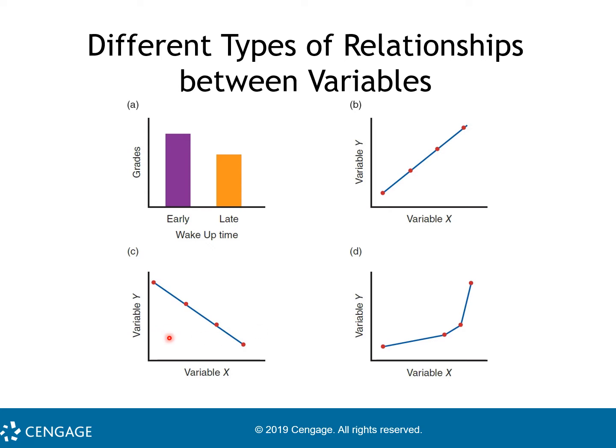In graph C, we have a negative linear relationship where the variables are in opposite directions. So a high score on x means a low score on y, and conversely, a low score on x means a high score on y. And then the last one is showing a positive curvilinear relationship, and there's lots of different varieties of that.